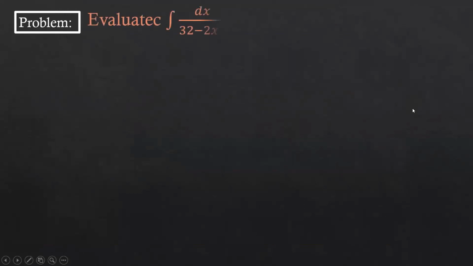So I will take one problem. Integration over dx by 32 minus 2x square. Is there anyone who can help me to solve this type of problem? First, what do we have to do?